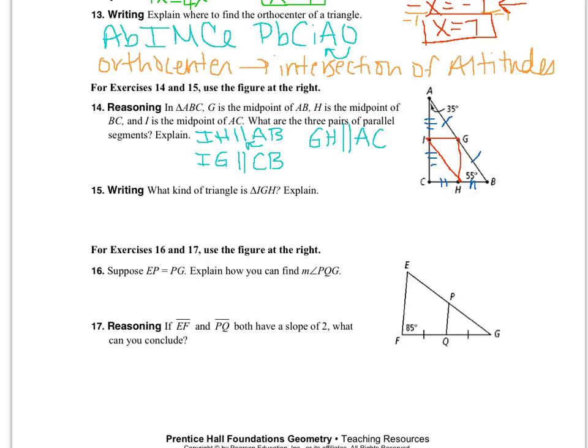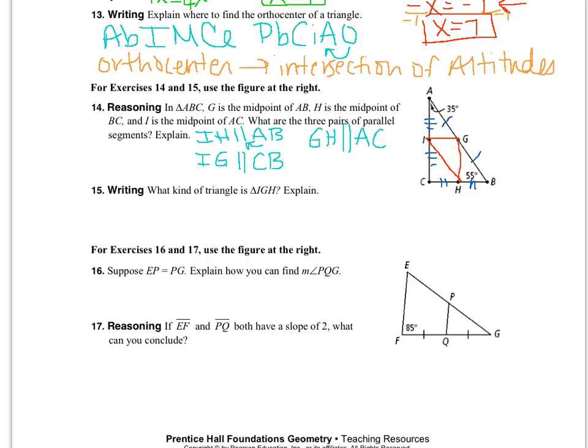Okay, and then what kind of triangle is triangle IGH? So now they're asking me in particular for 15, what kind of triangle is this triangle right here? Well, I'm going to go back and look at my original triangle that they gave me, ABC, because whatever ABC is, this triangle right in here is that same type of triangle, it's just a lot smaller. Okay, because of all of these congruent segments here, what this is called is a similar triangle. And we will actually learn a lot more about similar triangles.